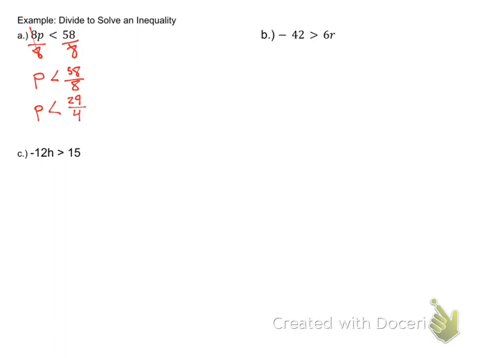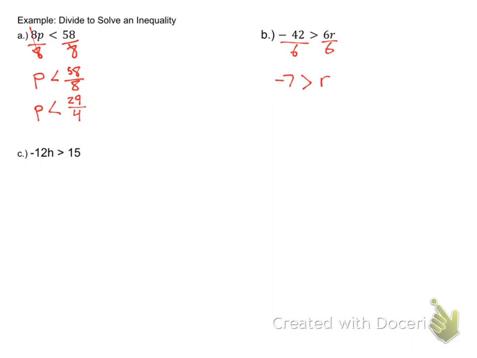B. Solve for R. This one's kind of nice. What do I do? Divide by 6. What is negative 42 divided by 6? Negative 7. There's an R. What's the sign going to be, or the symbol? Greater than or less than? Still greater than because we're not dividing by a negative, so therefore don't flip it. Again, open dot.